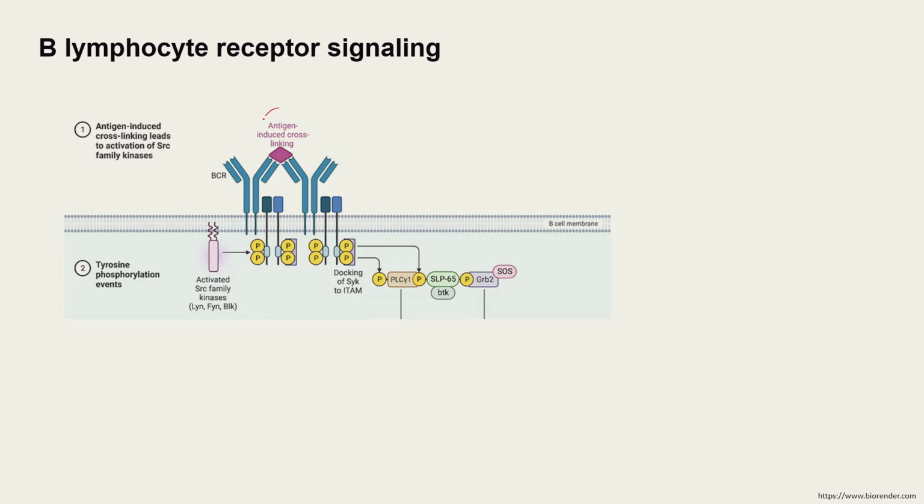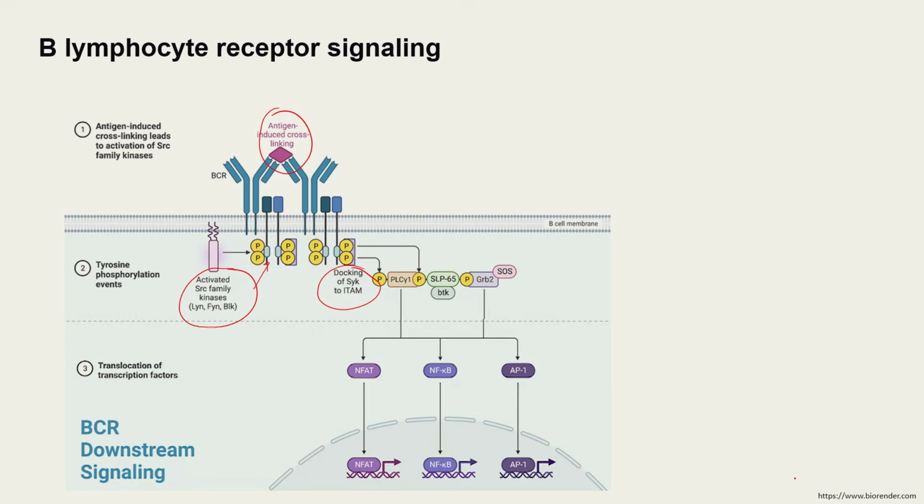So till now what we understood is there is a binding of antigen, and binding of antigen can activate the SRC family kinases, which can phosphorylate the ITAM. ITAM phosphorylation can recruit the spleen tyrosine kinase, and the spleen tyrosine kinase can do phosphorylation of phospholipase C, SLP65, BTK, GRB2 and SOS. And further, all these activations can lead to the B cell downstream signaling cascade.